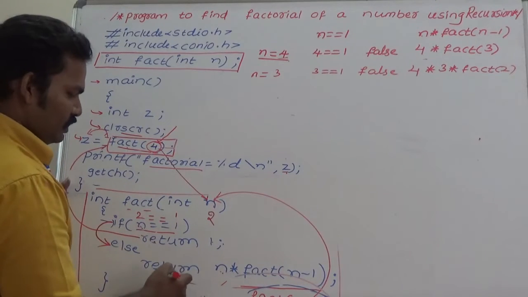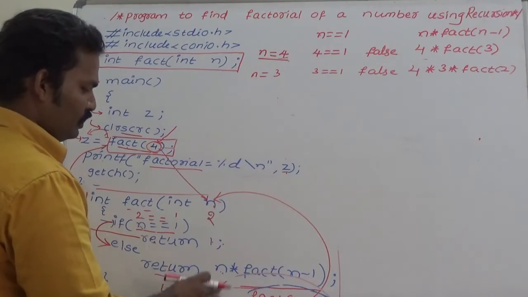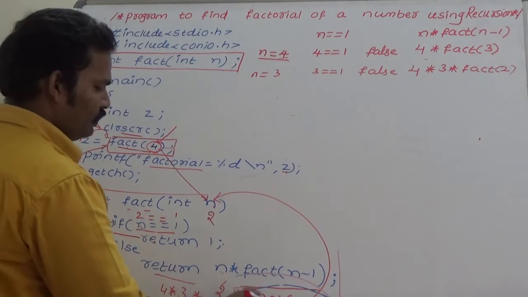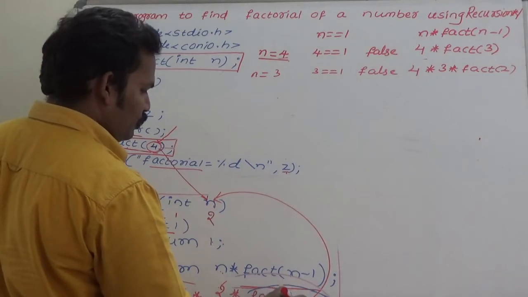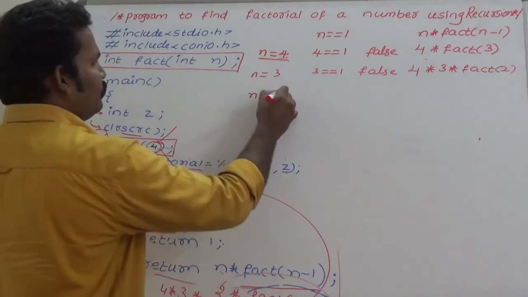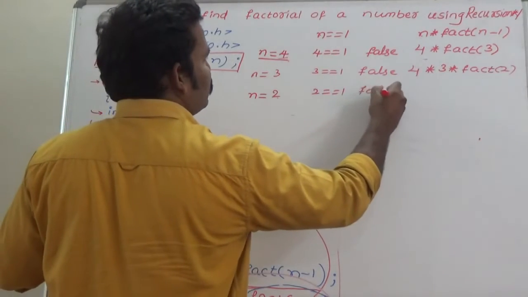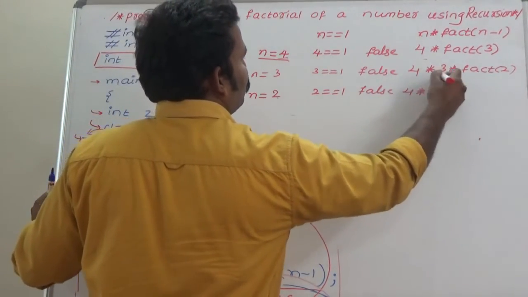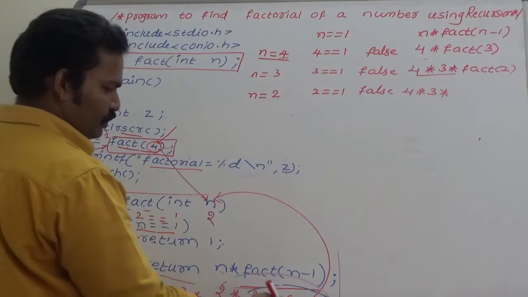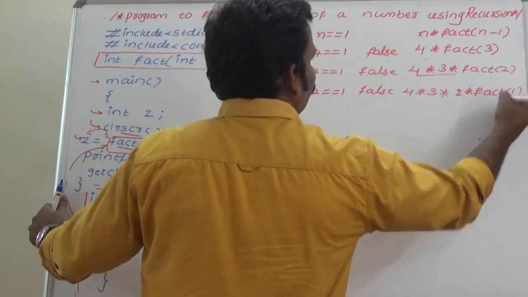Then n into, already 4 into 3 is there. Now n value is 2. 2 into fact of 2 minus 1. 2 minus 1 means 1. So n value 2, is 2 equal to 1? False. So already 4 into 3 into, so the output of that calling function is 2 into fact of 1.